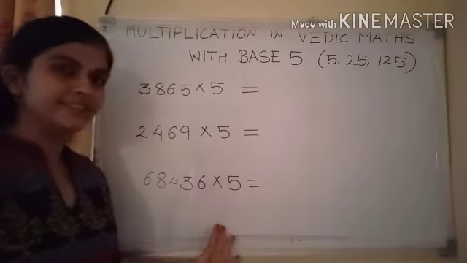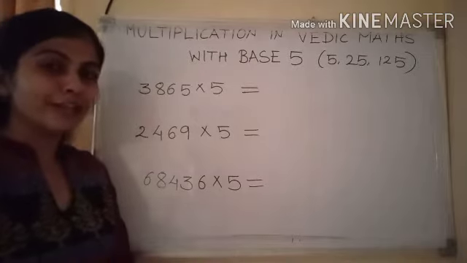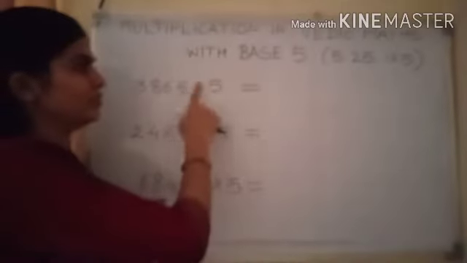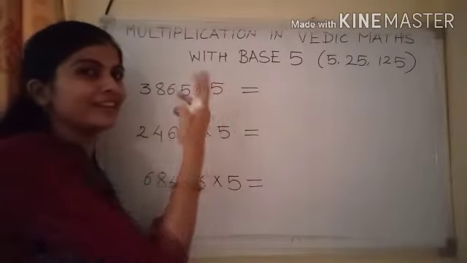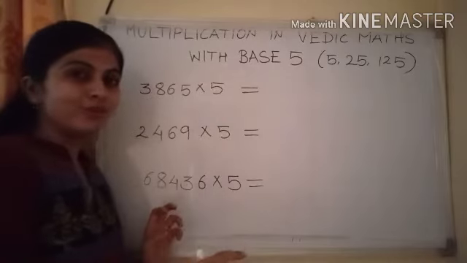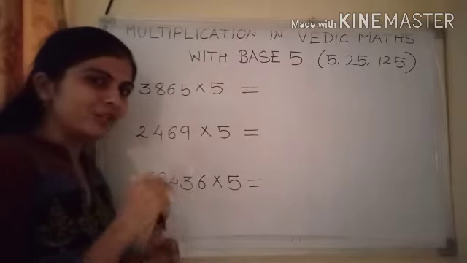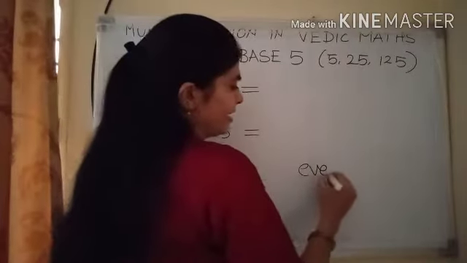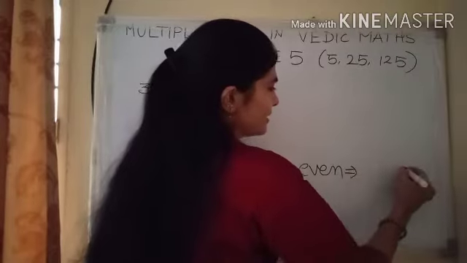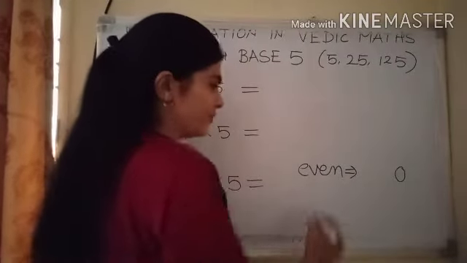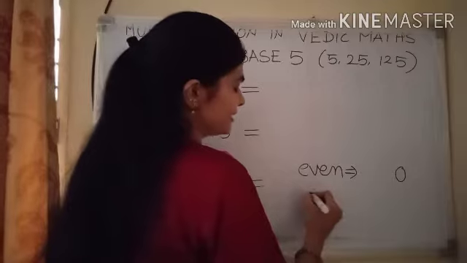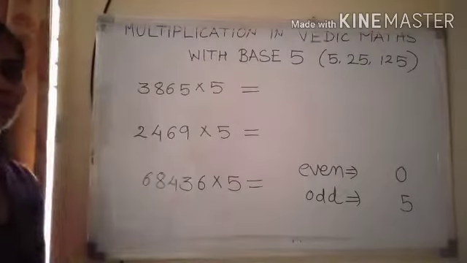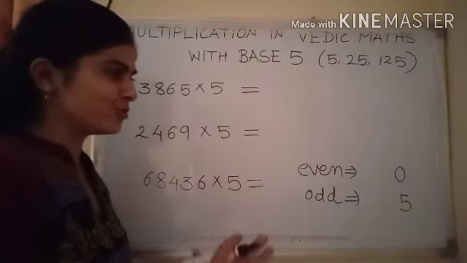I have written these 3 examples. Now no calculations, write down answers directly. As we know, we should multiply it by 10 and divide it by 2, but don't do anything. As I have explained earlier, if the last digit is even, then in your answer the last digit will be 0, and if the last digit of the number is odd, then write down 5 at last. This is the basic trick that you should remember.